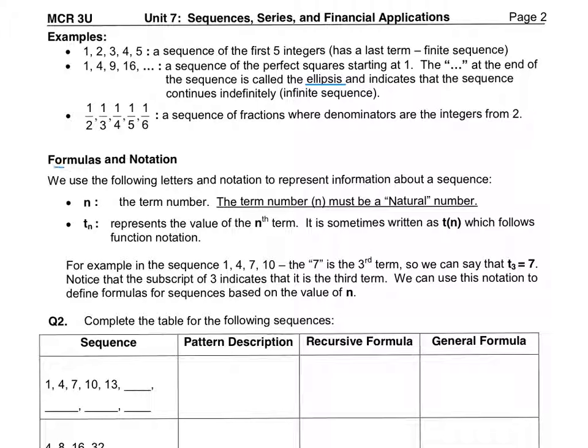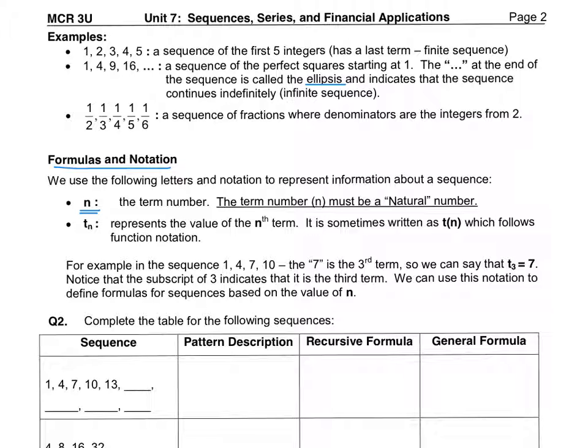So down here we've got formulas and notation. We use the following letters and notation to represent information about the sequence. So the n, that's like your x, it's the term number. The term number n must be a natural number. You cannot use decimal values. It's just first term, second, third, fourth, and so on. So it's just our natural numbers.